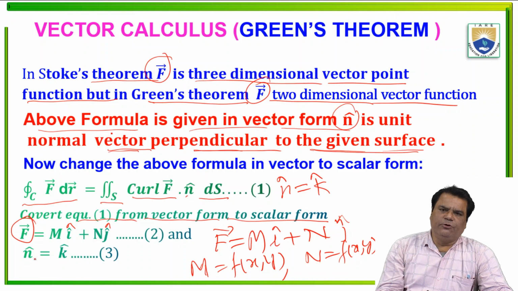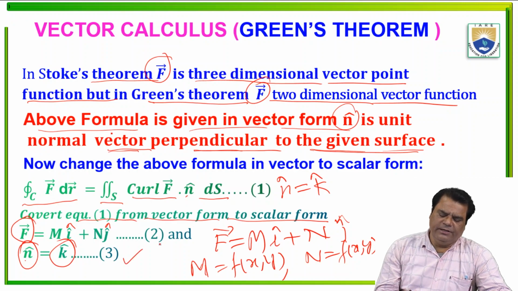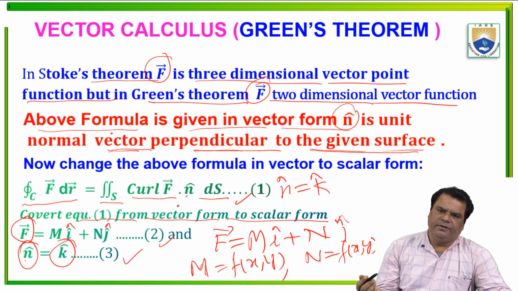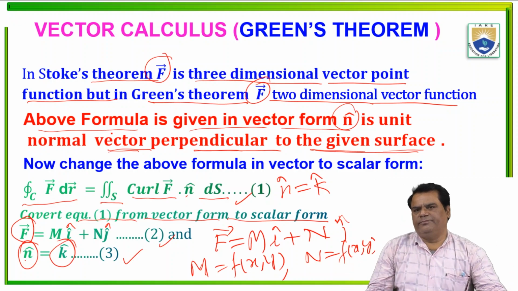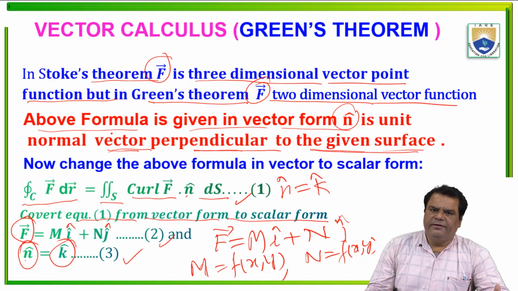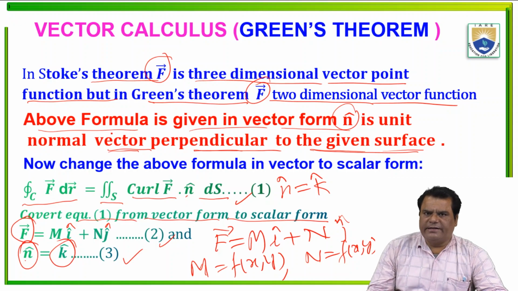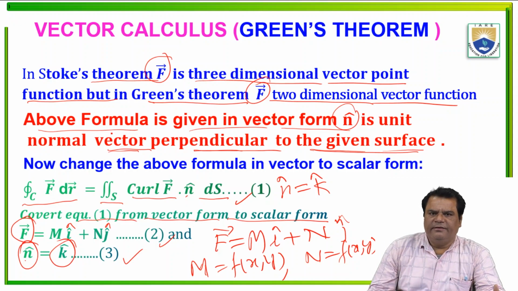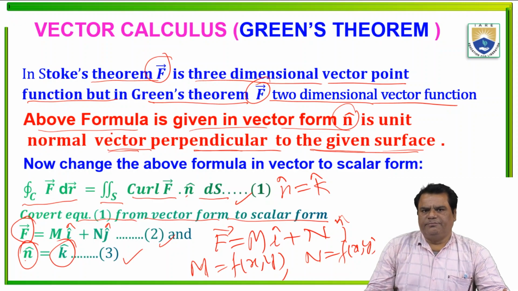What we have already told you: n cap equals k cap, because n cap is parallel to k cap. So both vectors have the same value. This is equation 3, this is equation 2, and this is formula 1. Formula 1 is given in vector form, so how can we change it from vector to scalar form? After putting the values of the vector F point function, the dr vector, the n vector and the curl F vector, this formula converts into scalar form.